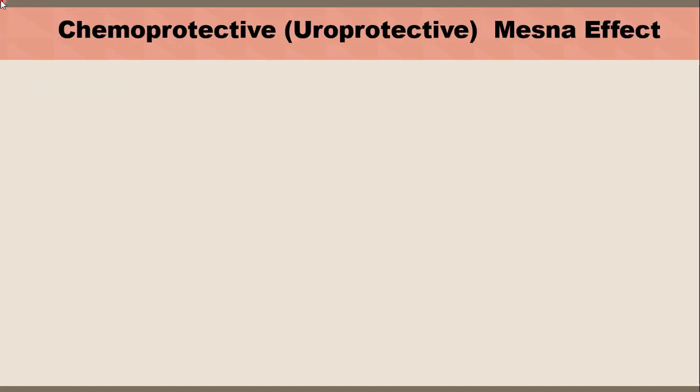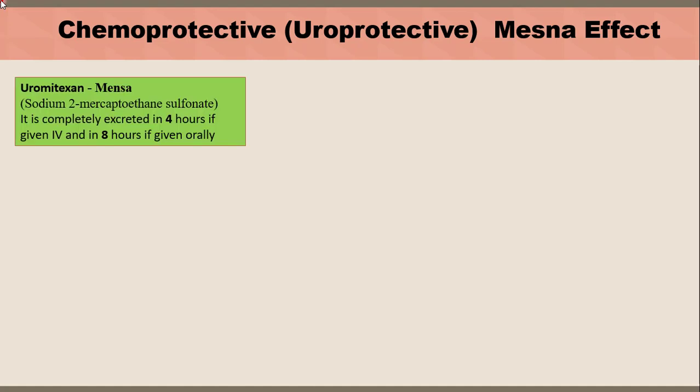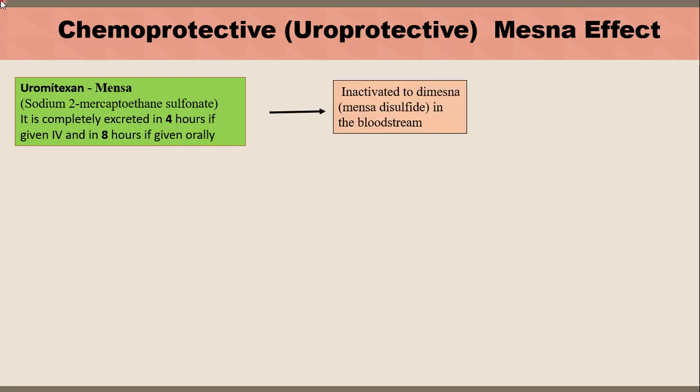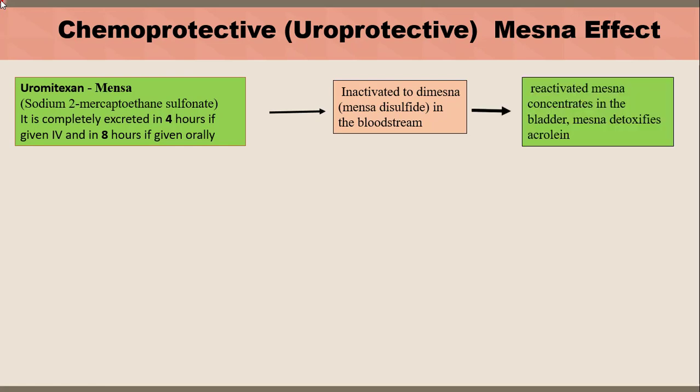What is the chemoprotective or uroprotective effect of mesna? Uromitexan, or mesna, can also be called sodium 2-mercaptoethane sulfonate. It is completely excreted in 4 hours if given intravenously and in 8 hours if given orally. Mesna is inactivated to dimesna, mesna disulfide, in the bloodstream. Afterward, reactivated mesna concentrates in the bladder. Mesna easily detoxifies the cyclophosphamide and ifosfamide toxic metabolite acrolein.